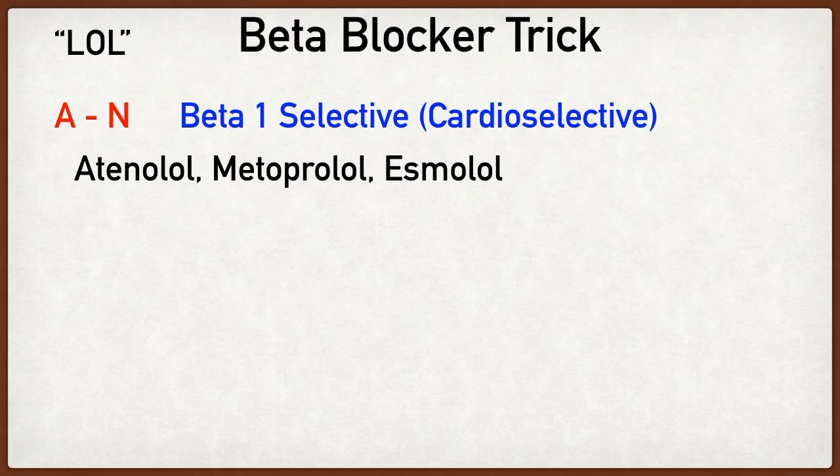Some examples of beta 1 selective beta blockers include Atenolol, Metoprolol, and Esmolol.